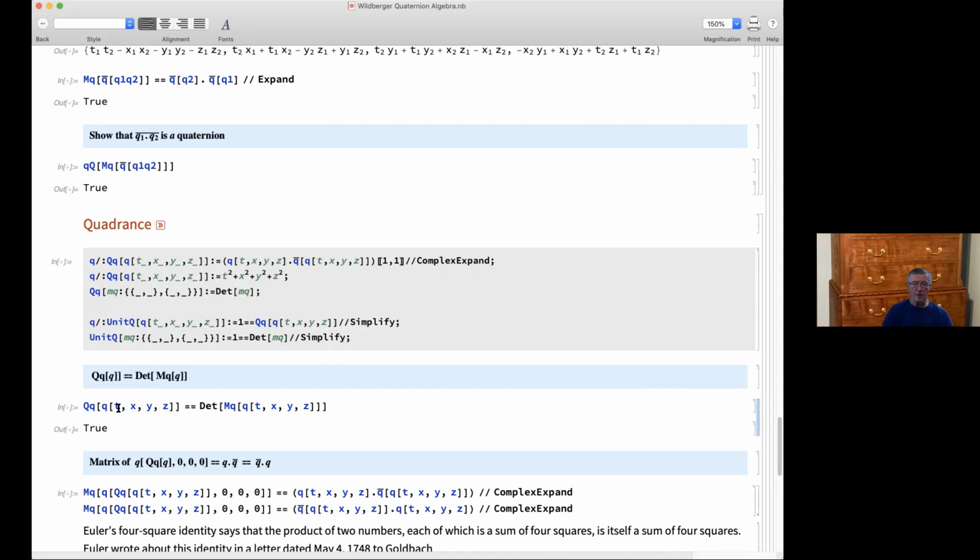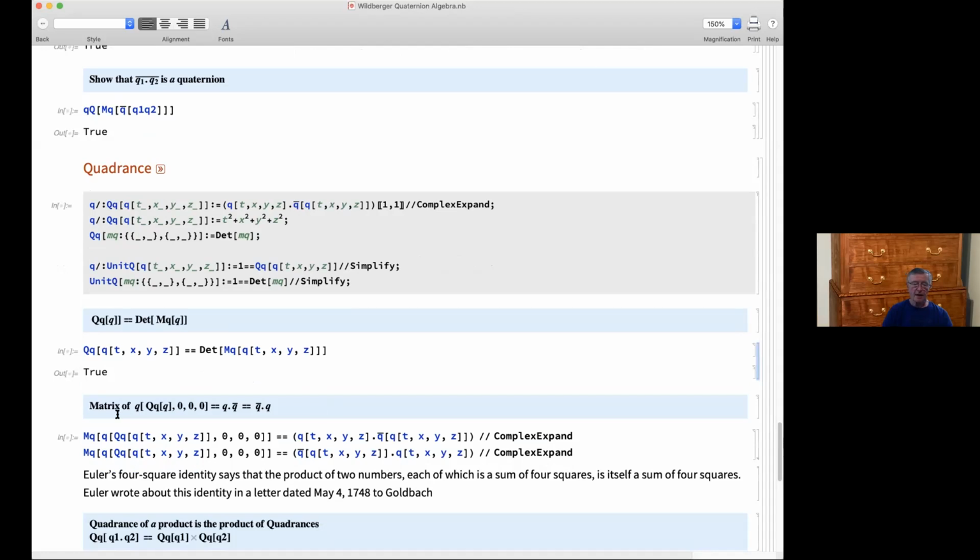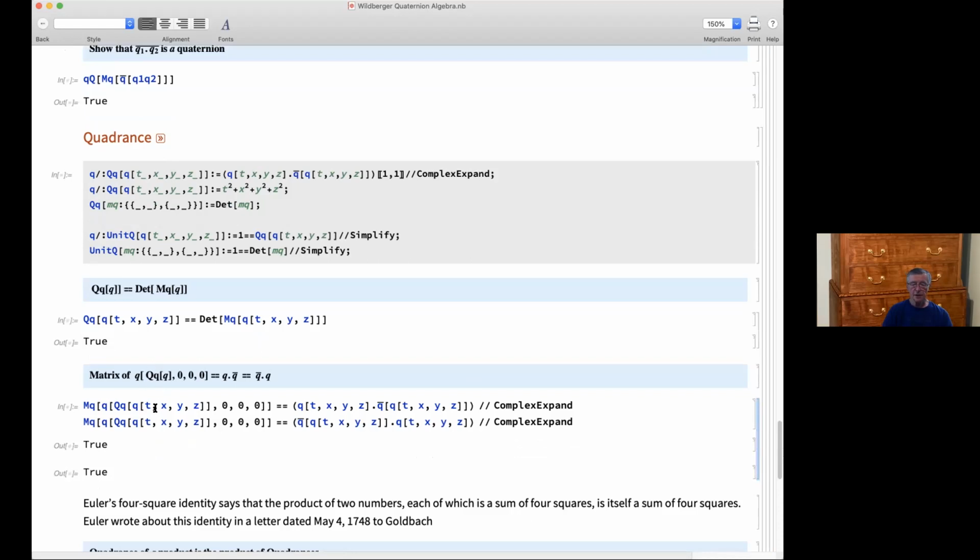So we can show all these identities as true, as the quadrants of Q of t, comma, x, comma, y, comma, z is equal to the determinant of the matrix representation of that quaternion. We can show that the matrix of a quaternion whose only element is the quadrants, in other words, the real part, is equal to the quaternion times its conjugate, which is also the commuting conjugate times the quaternion. I can show that that matrix also works out.